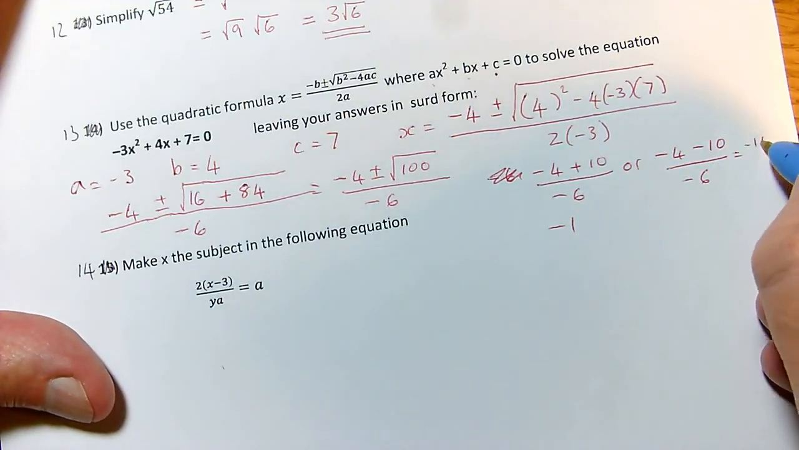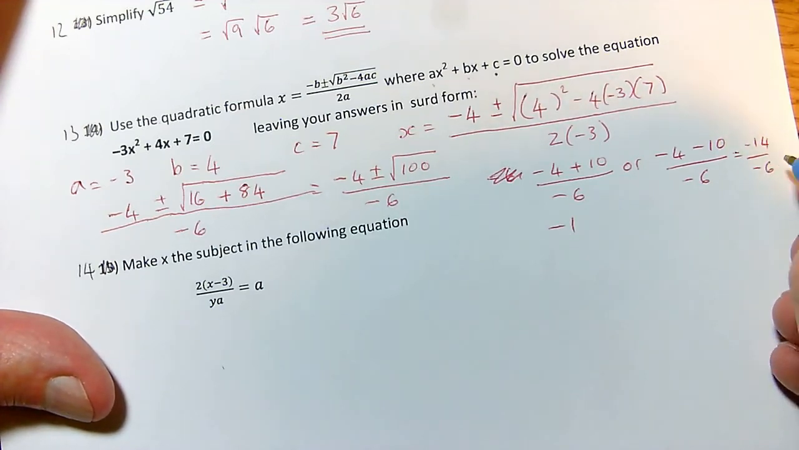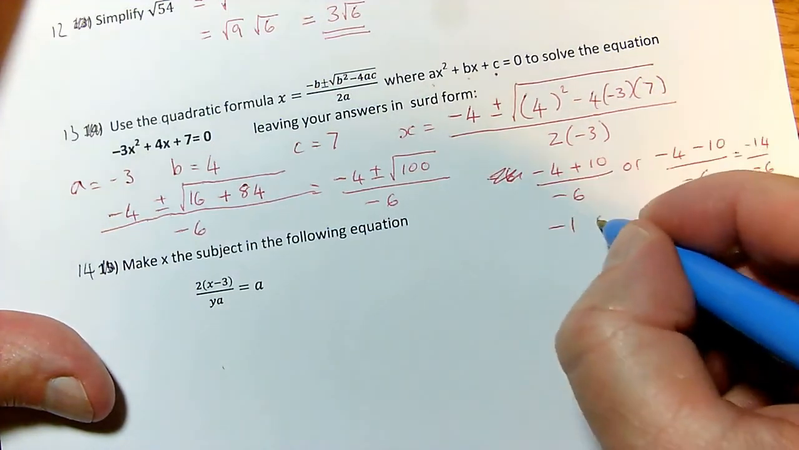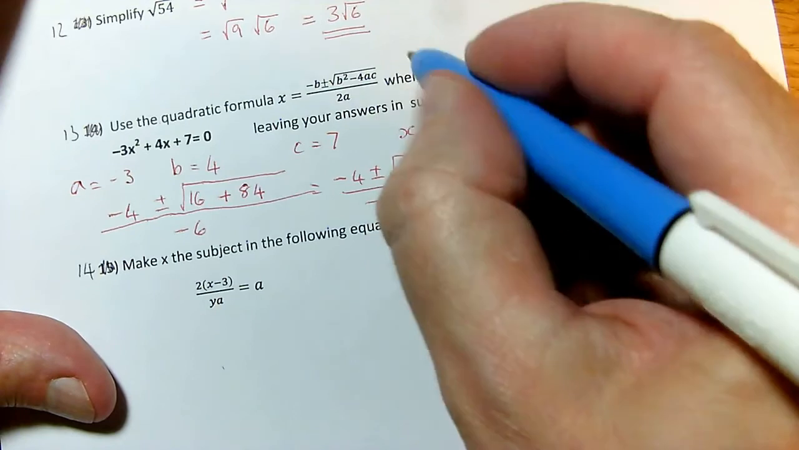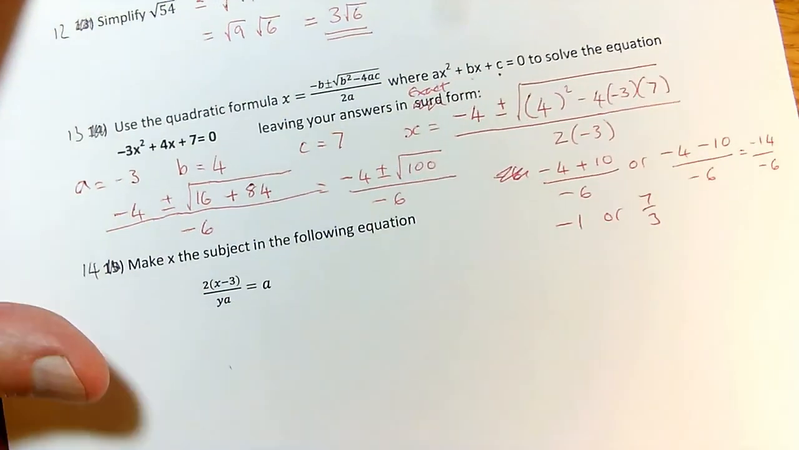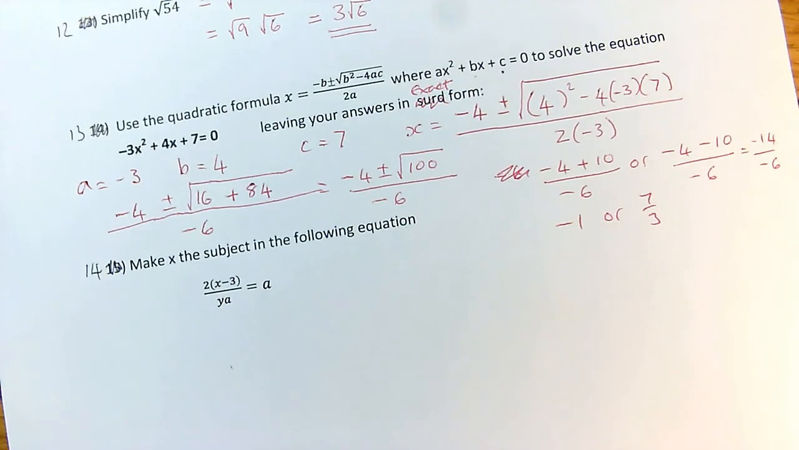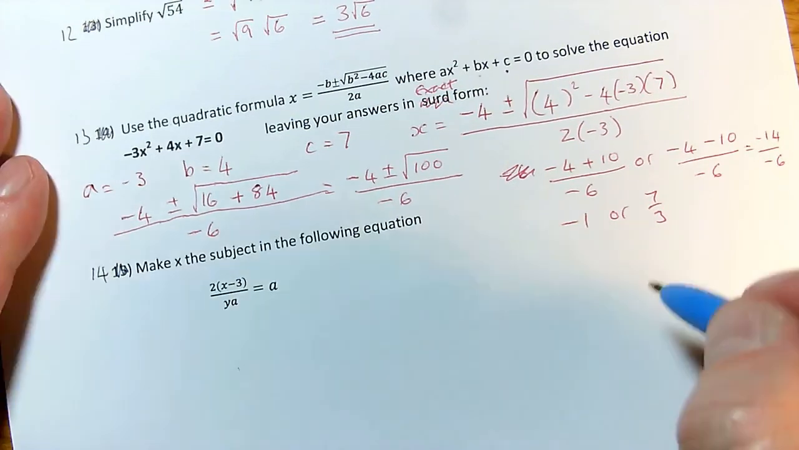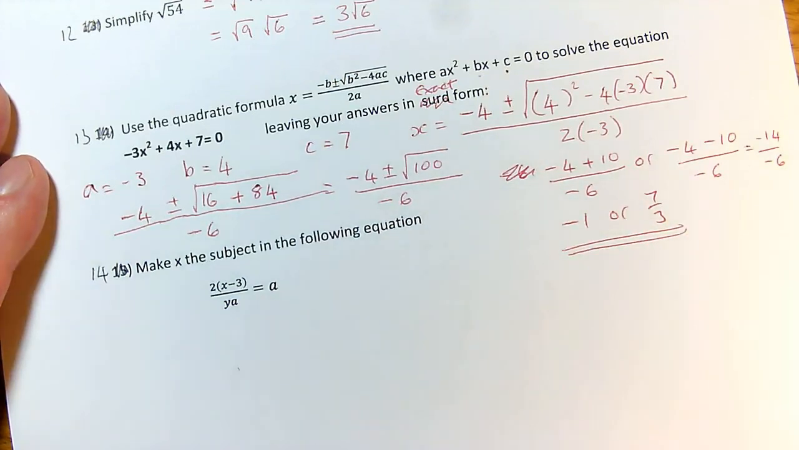Okay, minus 14 on the top, minus 6 on the bottom. So it's a minus divided by a minus, which is a plus. And they're both even, so I can divide them by 2, so that's 7/3. So when it says here surd form, this should really say exact form. So by the time you do this question, it will say exact form. And hopefully you've got the answer, -1 or 7/3.